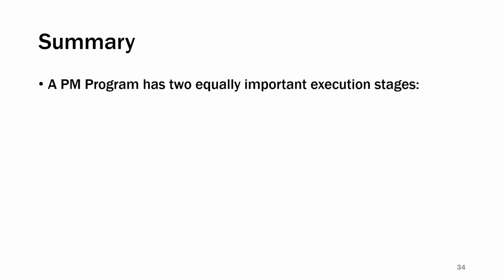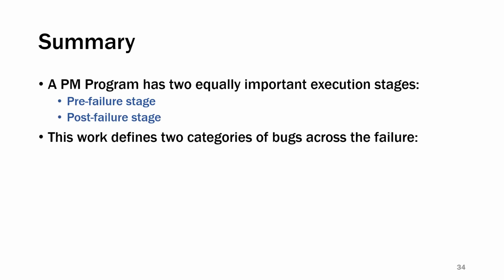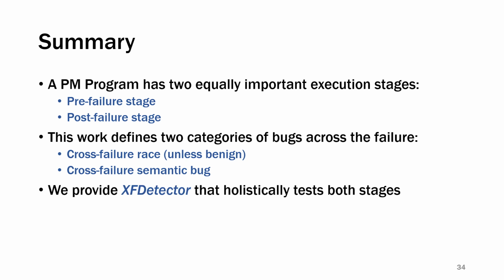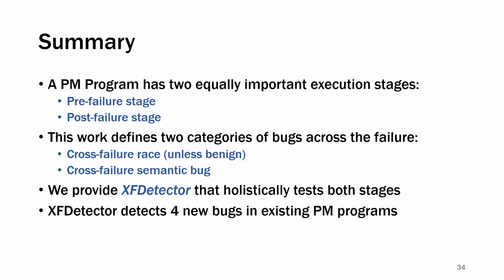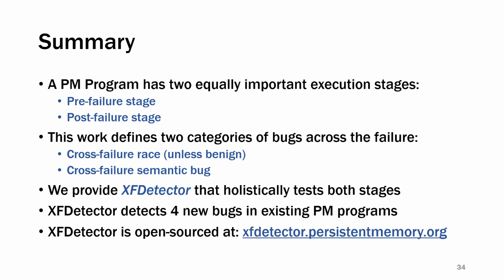In summary, a persistent memory program has 2 equally important execution stages, the pre-failure stage and the post-failure stage. In this work, we define 2 categories of bugs across the failure, a cross-failure race and a cross-failure semantic bug. We have provided XFDetector that holistically tests both stages, and found 4 new bugs in testing the programs. XFDetector is also open source, with a link below.